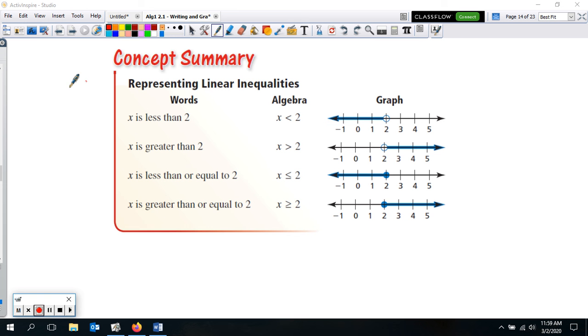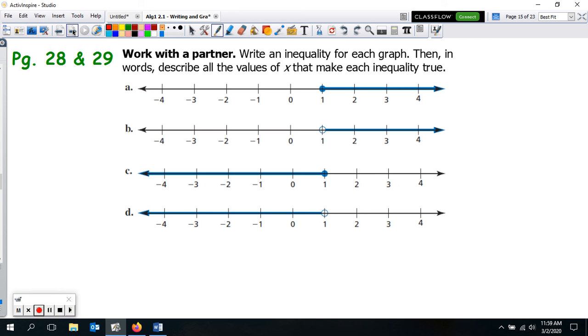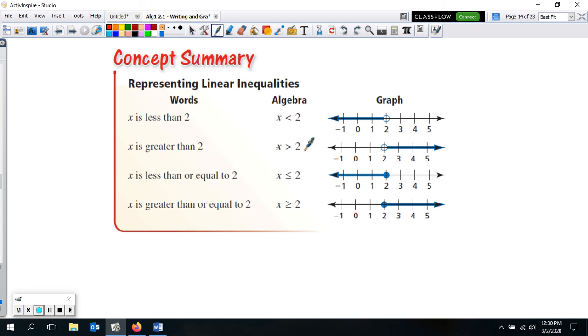Okay, so I want you to go back to now page 28 and 29. So on the bottom of 28 is letter A, and then the top of 29 has B, C, and D. Has these number lines. And all I want you to do is write out what the inequality is. So just write out the inequality, use x, use the inequality sign. It's going to be just like these guys right here. So write out these inequalities.